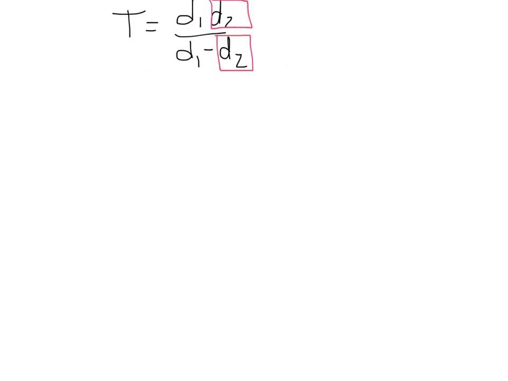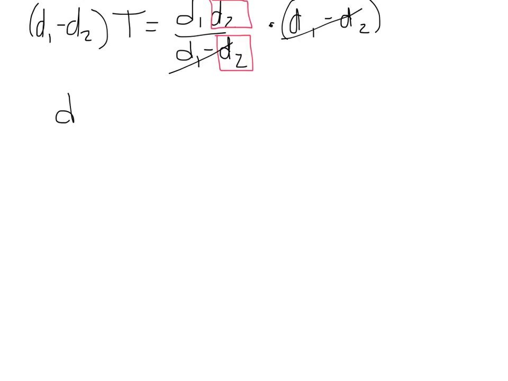Time for super awesome homework question preview time. So in order to get started on this one, my first step is always the same if I have a denominator, and that's to multiply both sides of the equation by that denominator. Keep it in parentheses so that we can tell that d1, d2 is multiplying both sides. My denominators cancel out, and I'm left with d1 minus d2 in parentheses times t equals d1, d2.